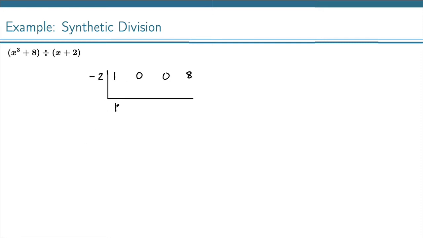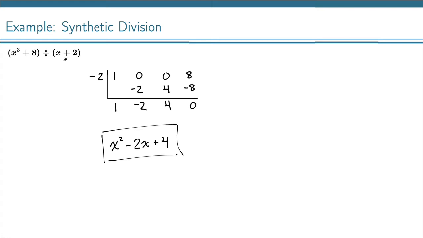We bring the 1 down and multiply. 1 times -2 is -2. 0 plus -2 is -2. And then we multiply. -2 times -2 is +4. 0 plus 4 is 4. And 4 times -2 is -8. Now 8 plus -8 is 0. So our remainder here is 0. That's nice. This division just gives us our quotient then. We get 1x squared minus 2x plus 4. We would have plus the remainder over the divisor, but that's a 0, so we don't need to worry about that. So that is the result of doing this division.